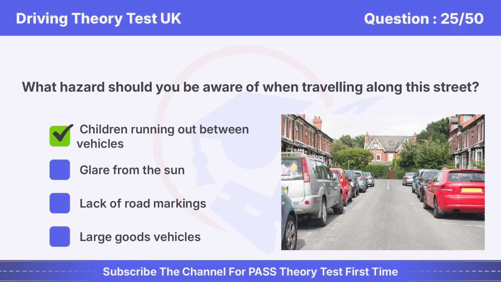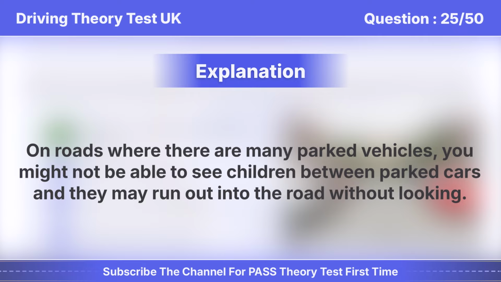Answer is A. Children running out between vehicles. On roads where there are many parked vehicles, you might not be able to see children between parked cars and they may run out into the road without looking.